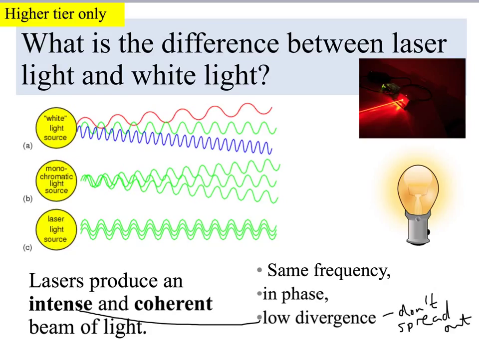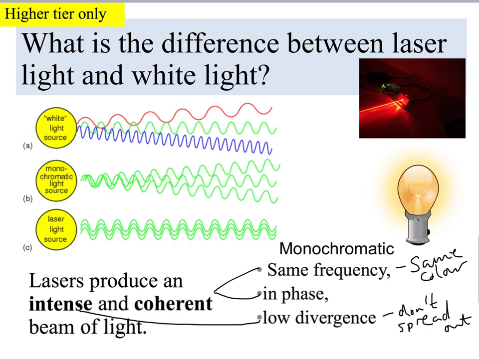Now this next word, coherent, is linked to these two descriptions here. Same frequency and in phase. Same frequency means that all the light is the same colour. Only one frequency of light is present, so only one colour of light is present. Another word for that is monochromatic, which I've just put in here. Monochromatic, same colour. And that's due to the fact that all of the light is the same frequency.